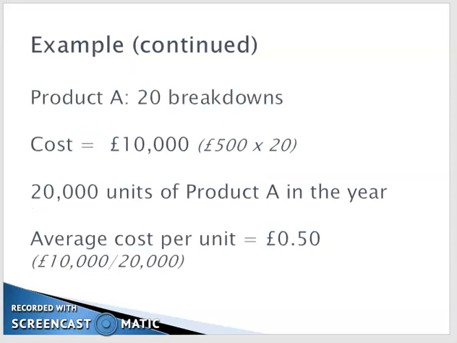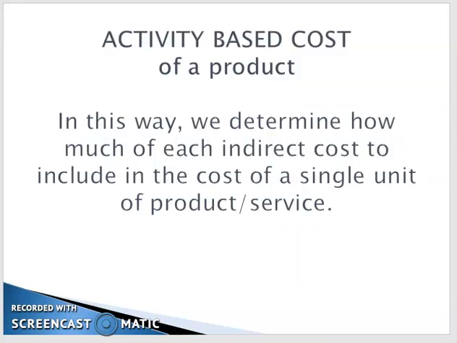If we experience 20 breakdowns a year whilst making product A, this represents a cost of £10,000, 20 lots of £500. If we made 20,000 units of product A in the year, this averages out at 50 pence per unit. In this way, we can determine how much of each indirect cost to include in the cost of a single unit of product.